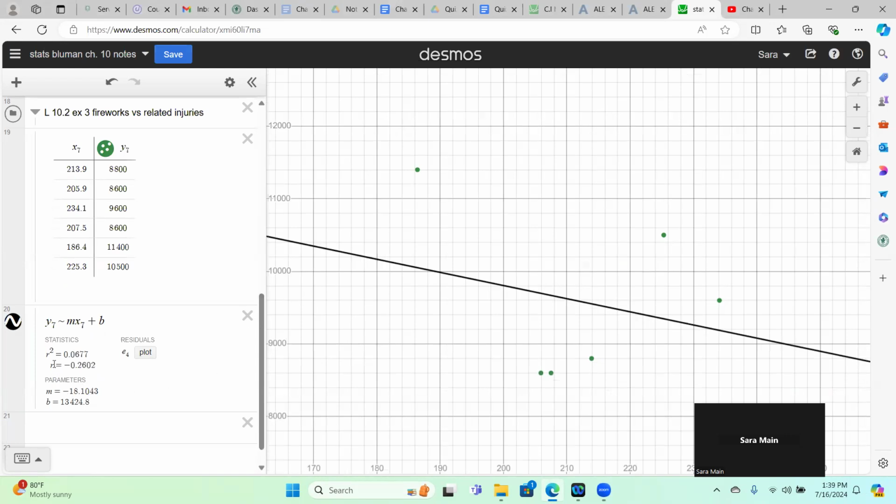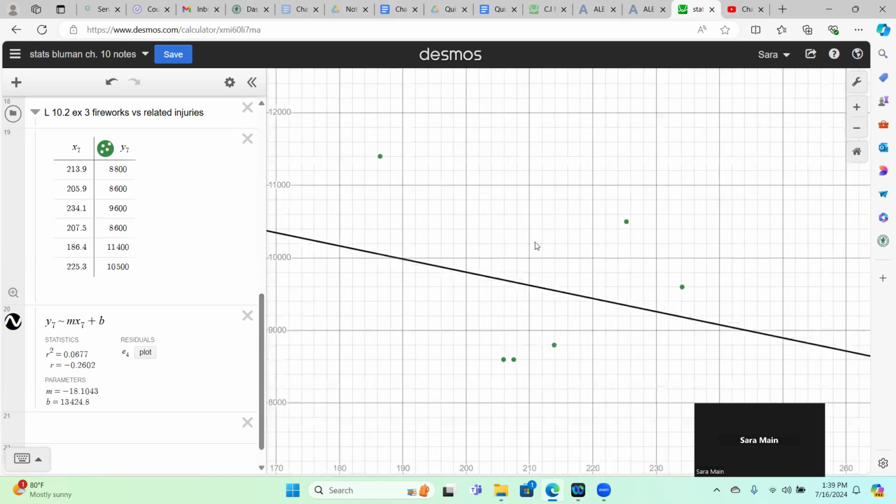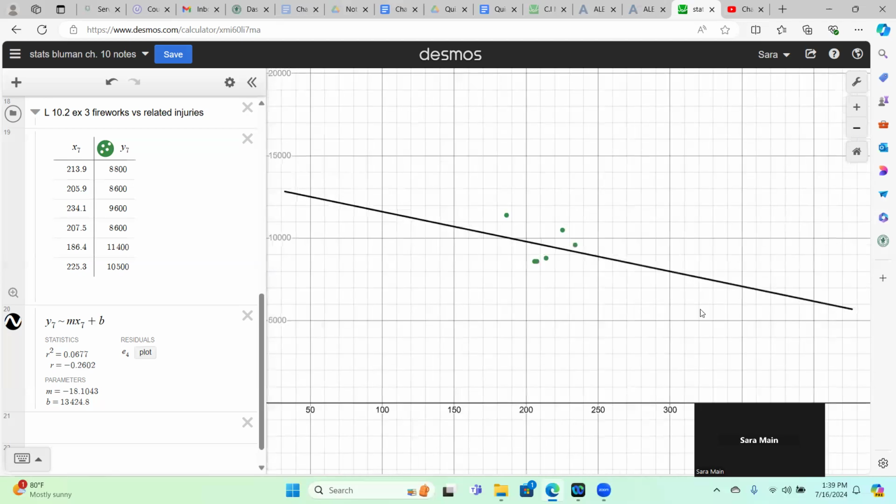Notice that the absolute value of r is 0.2602, which is less than the critical value. So not necessarily a linear fit, but let's go ahead and write down the equation. y equals, the slope is a negative 18.10x plus the y-intercept, 13,424.8.